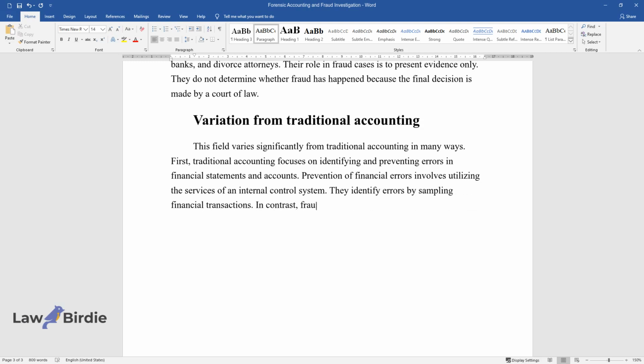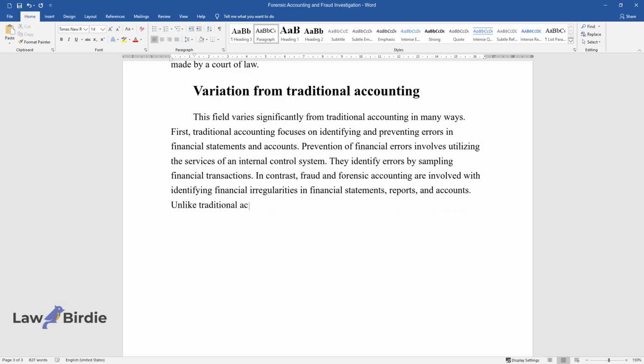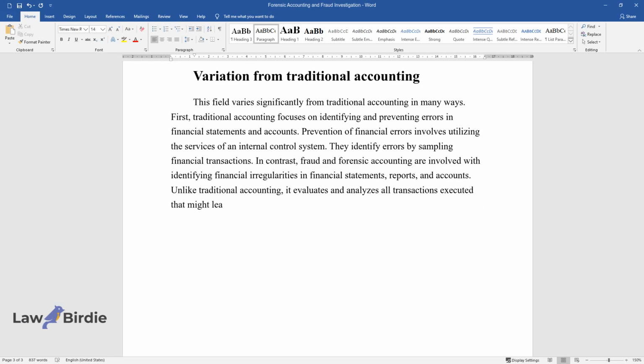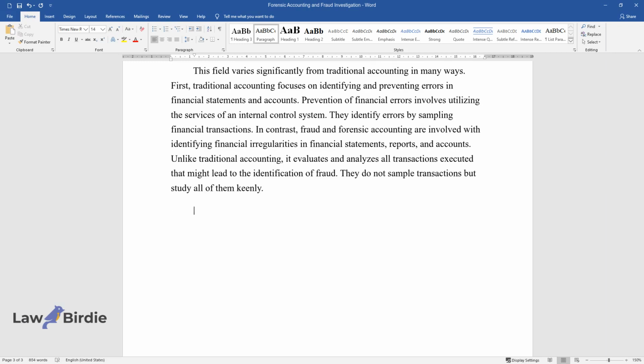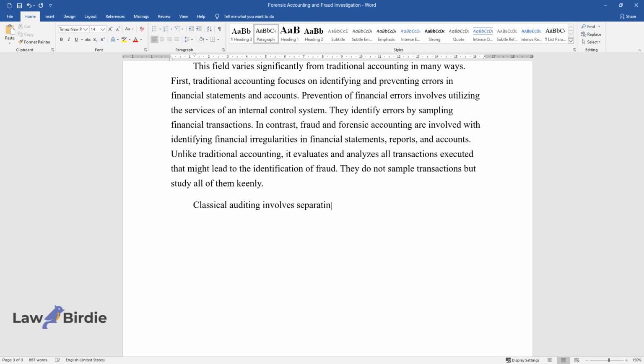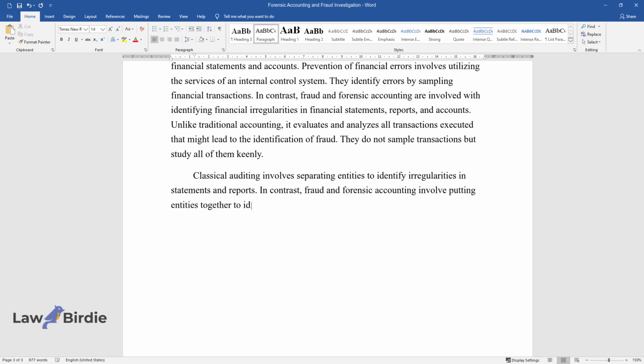In contrast, fraud and forensic accounting are involved with identifying financial irregularities in financial statements, reports, and accounts. Unlike traditional accounting, it evaluates and analyzes all transactions executed that might lead to the identification of fraud. They do not sample transactions but study all of them keenly. Classical auditing involves separating entities to identify irregularities in statements and reports. In contrast, fraud and forensic accounting involve putting entities together to identify irregularities.